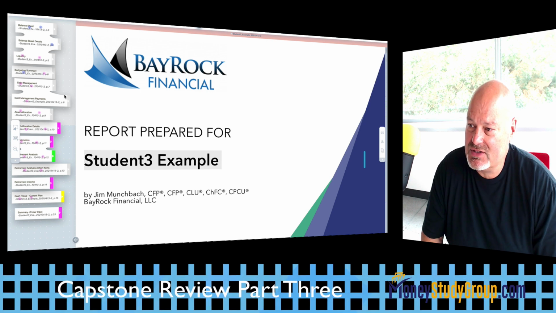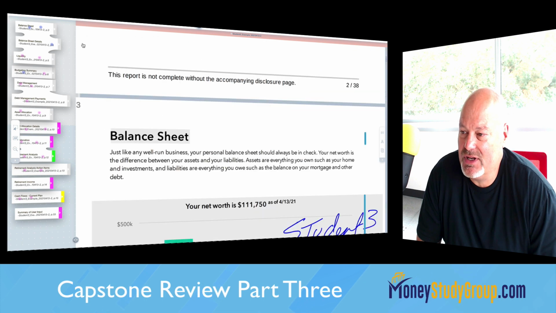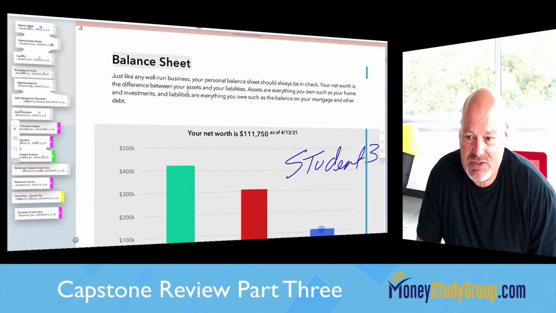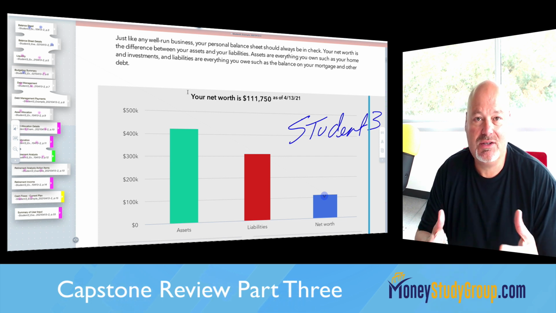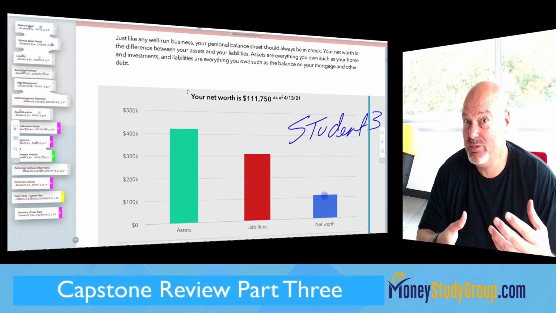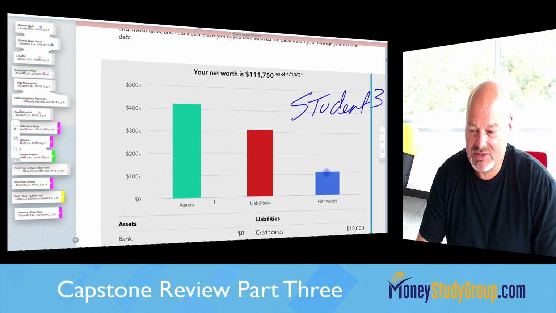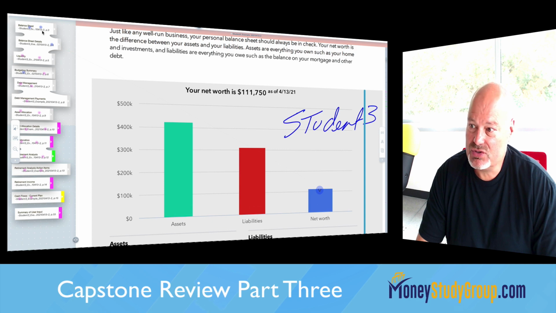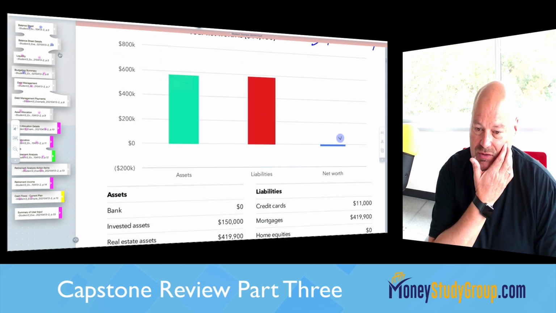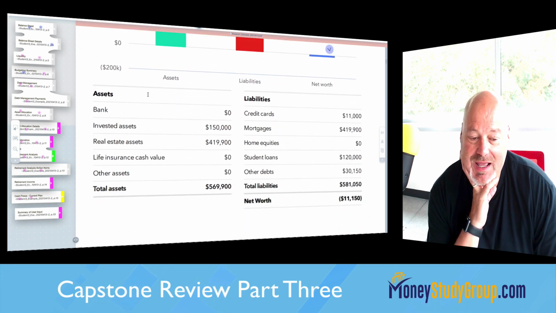In this section of the video, I just want to show you a little bit more information about each of the data cards. So this is a balance sheet. You'll notice I've got 3 students whose plans I just unpacked and grabbed some screenshots. This is student number 3. You can see their net worth is positive, and that's good. And then let's go to student number 1, and you can see they have a little bit of a negative.